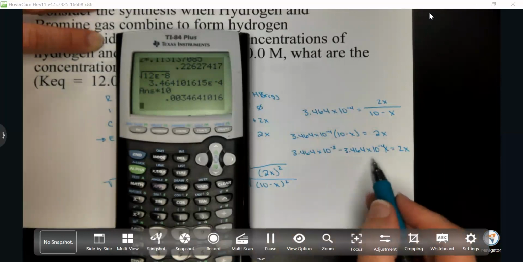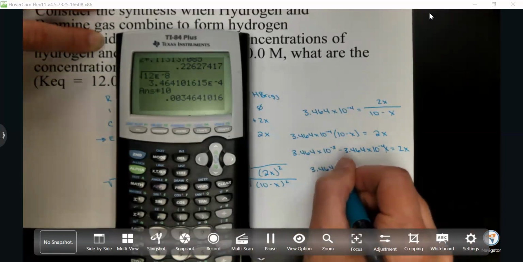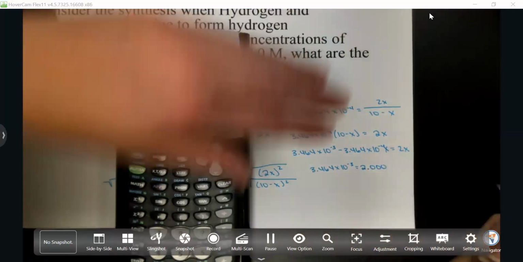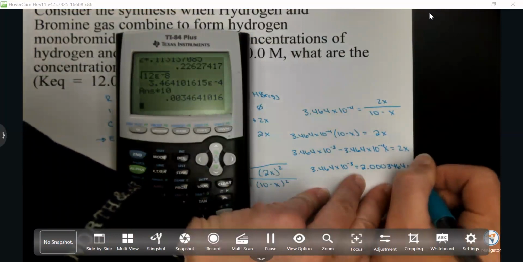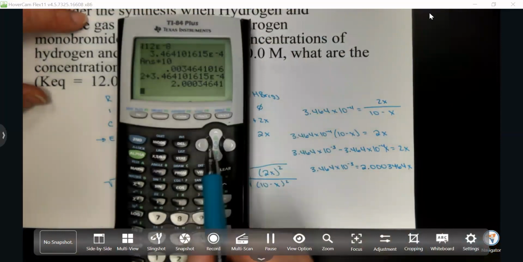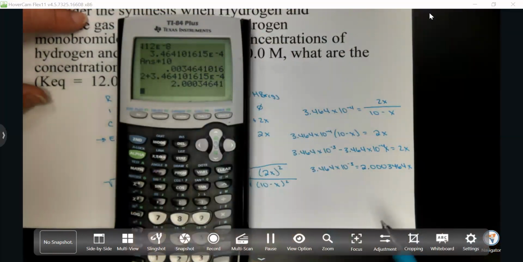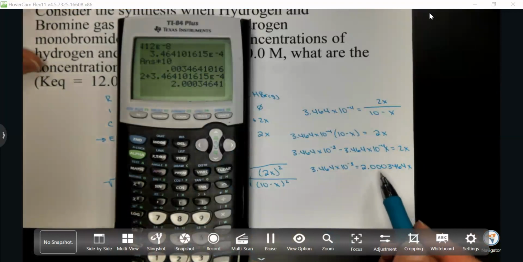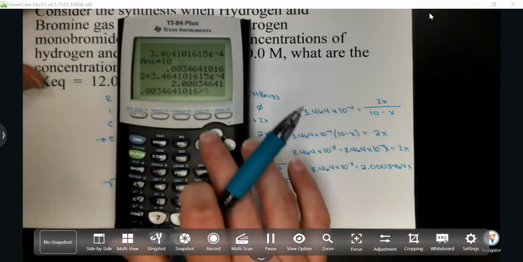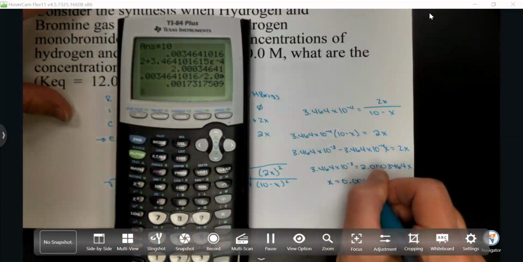I have to combine both of these values. So I'm going to add this to both sides of my equation. 3.464 times 10 to the negative 3 is going to be equal to 2.3464x over here. So let me just show you on my calculator so you know what I'm doing here. I added 2 plus this value here, 3.464 times 10 to the negative 4. So now I have to get x by itself. So I'm going to take this value, which is this, I'm going to divide it by this value to solve for my x, to get x by itself, and x is going to equal 0.00173.